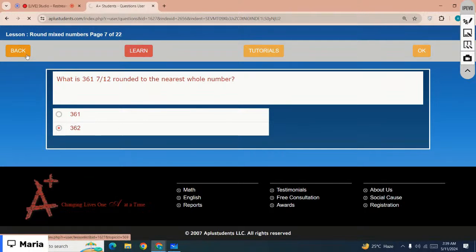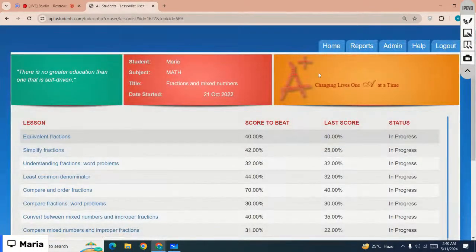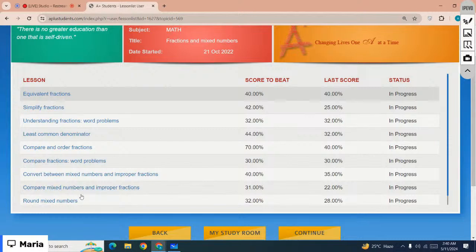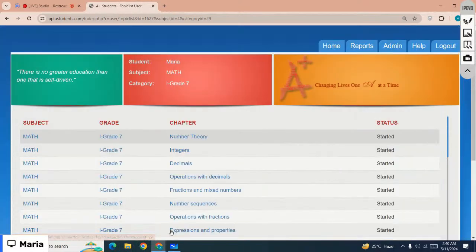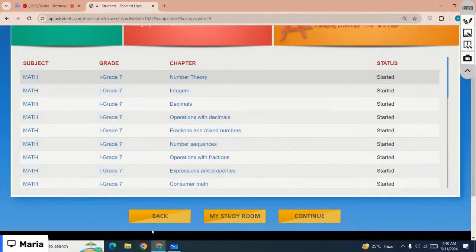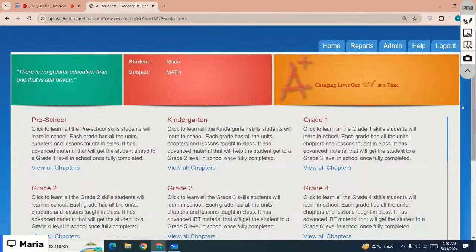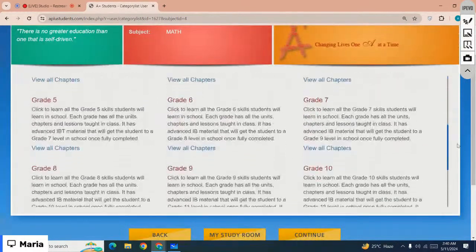Okay, you can complete the lesson by yourself later today. So we were working on grade 7 math. The chapter we're working on is fractions and mixed numbers. The lessons we have covered today are compare and order fractions. Compare fractions word problems you have to do on your own. Then convert between mixed numbers and improper fractions. Then compare mixed numbers and improper fractions. And the one we have just finished is round mixed numbers. So please make sure before the next session you complete all the practice questions for the lessons we did today. That is your homework until next session, right?